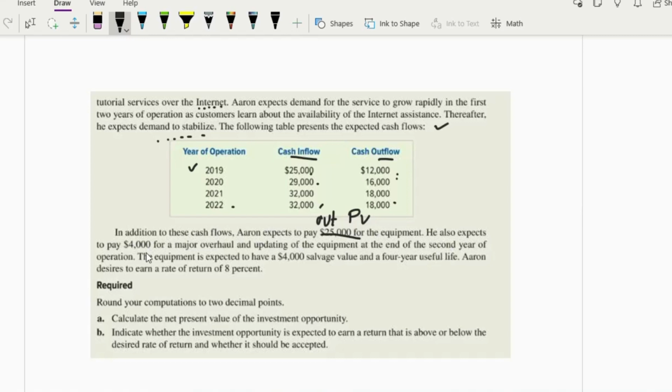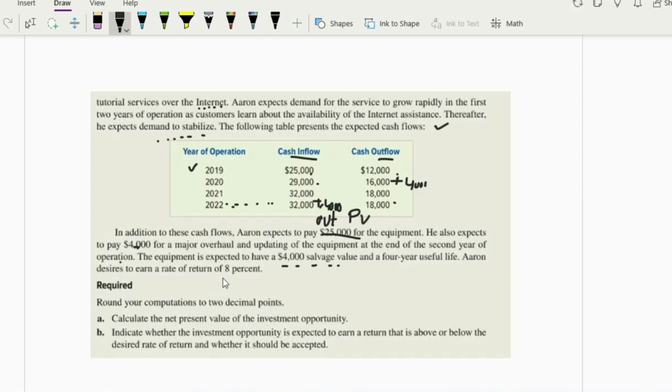He also expects to pay $4,000 for the major overhaul and updating of the equipment at the end of the second year of operations. So this he has to pay. This is also an outflow at the second year of operation. So in second year we don't have outflow of 16,000, we also have 4,000. Okay, the equipment is expected to have 4,000 salvage value and a 4 years useful life. So if you see over here, salvage value is also an inflow, and you receive salvage value at the end of the life, so means the 4th year. So in 4th year you don't have an inflow of 32,000, you also have salvage value inflow of 4,000.